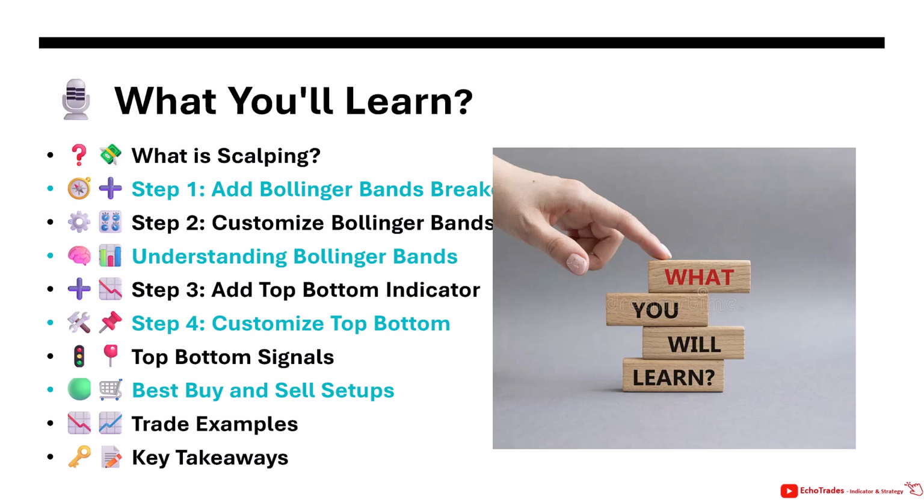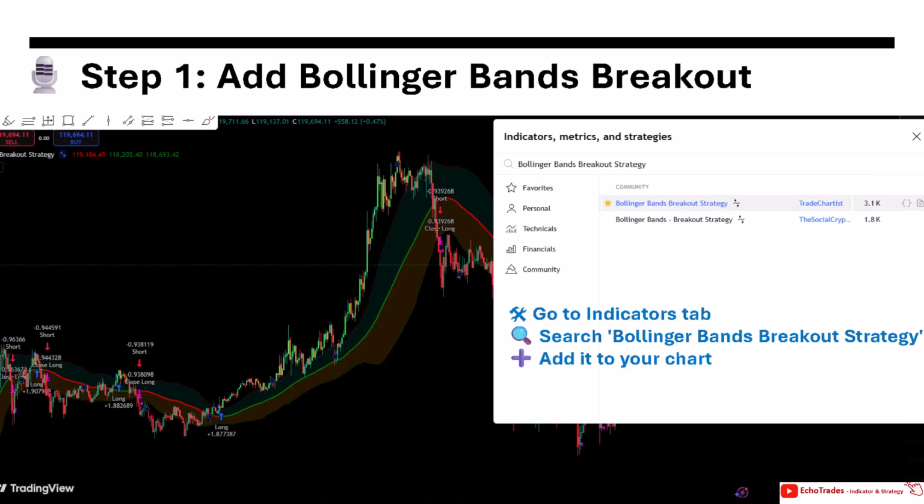We want to identify high-probability entries, specifically optimized for the 15-minute chart. Right. The goal is for you, listening, to walk away with a crystal clear, actionable understanding, without feeling totally lost in all the details. We're combining two pretty potent indicators here. The first one is the Bollinger Bands breakout strategy.